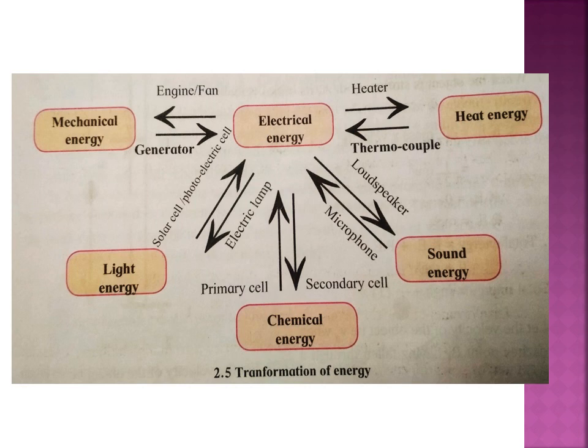An electrical lamp will convert electrical energy into light energy. A primary cell will convert chemical energy into electrical energy. A secondary cell will convert electrical energy into chemical energy. A loudspeaker will convert electrical energy into sound energy. A microphone will convert sound energy into electrical energy. So these are all the examples of how one energy is transforming into another form.